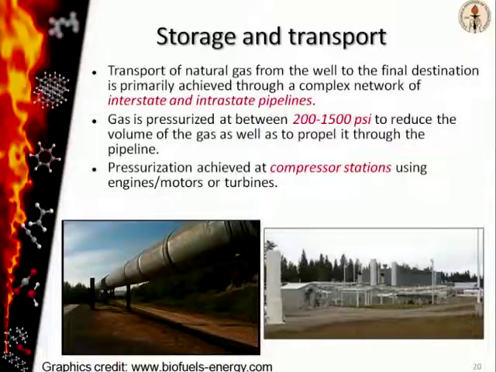In order to transport the natural gas, it has to be first compressed, which is done at compressor stations, where the gas is pressurized to between 200 to 1,500 pounds per square inch. This allows you to reduce the volume of the natural gas and also to propel it through the pipeline. Even along the course of the pipeline, you'll have pressure losses, and so you need compressor stations periodically along the pipeline in order to boost the pressure back up to its supply value.